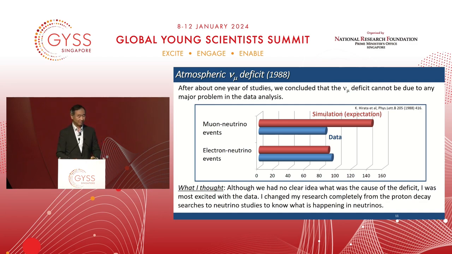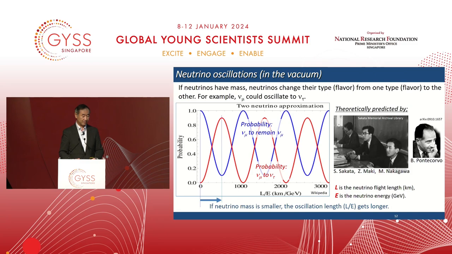Certainly, with the data alone, we cannot tell what was the cause of the deficit. But even from the early days, we have been thinking that maybe, just maybe, the deficit was due to neutrino oscillations.